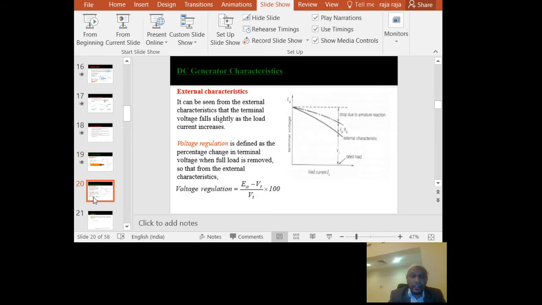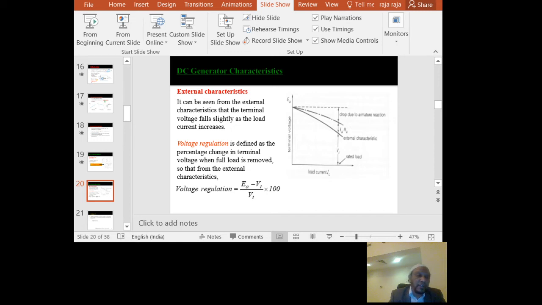The second one is the external characteristics, with the voltage on the y-axis and the load current IL on the x-axis. It can be seen from the external characteristics that the terminal voltage falls. In the ideal condition it is a flat line, but in the practical condition it reduces slightly as the load current increases. When the load current increases, the terminal voltage decreases in practical cases.